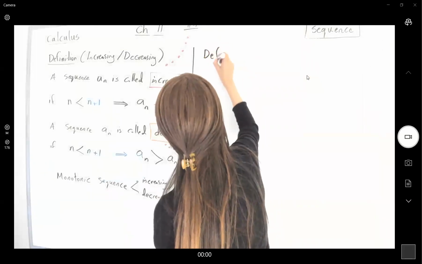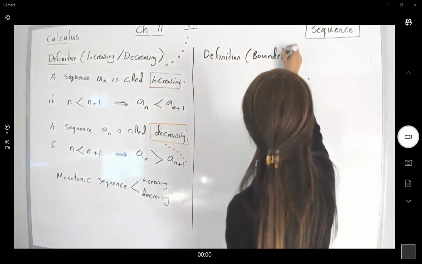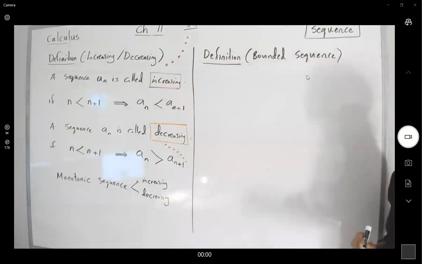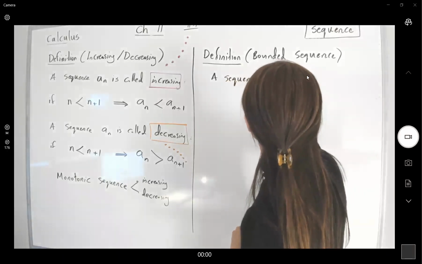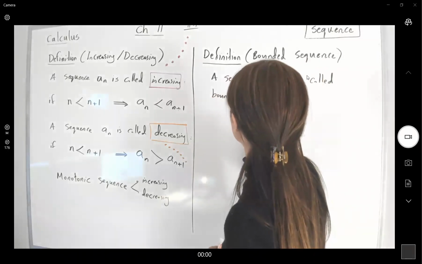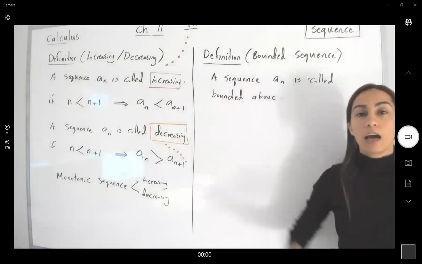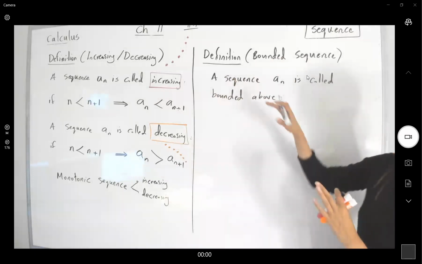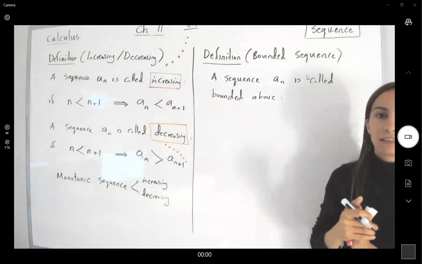Definition of bounded sequence. So a sequence like a sub n is called bounded above. Bounded above. It means that if we can find a fixed y value, a fixed number, output number, so that your y values, your output values, they don't go further than that constant.